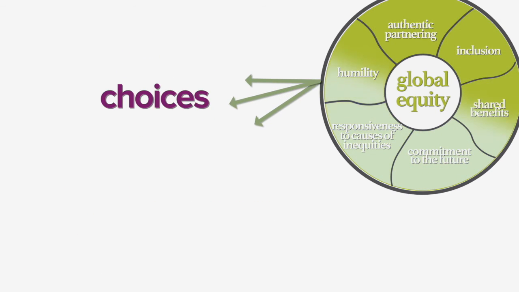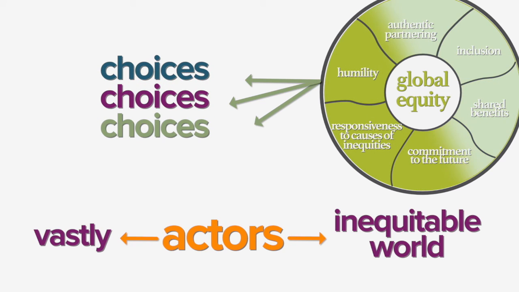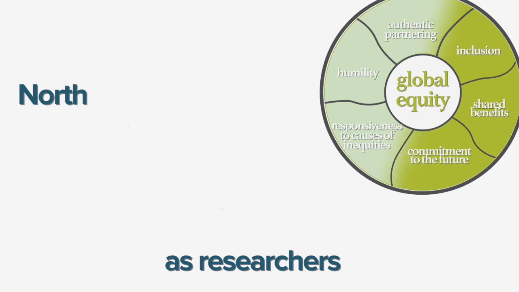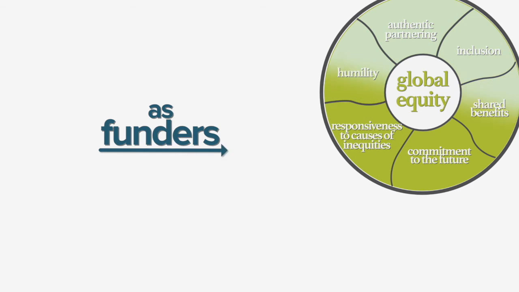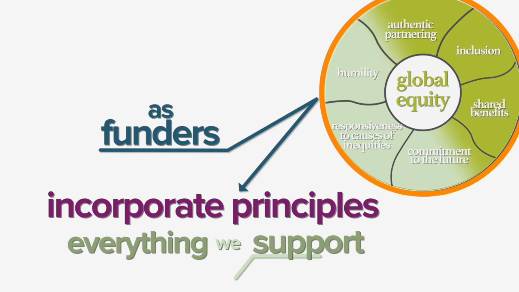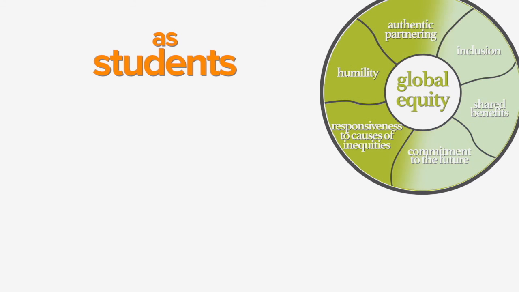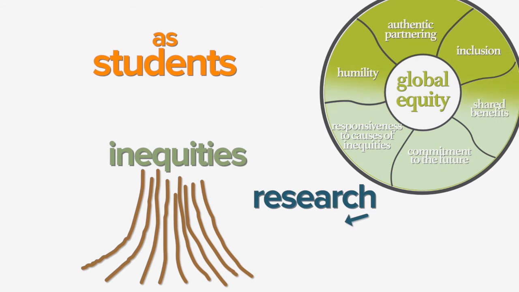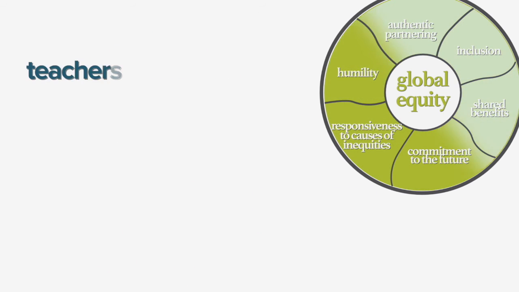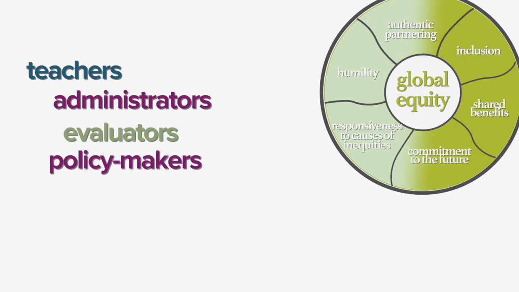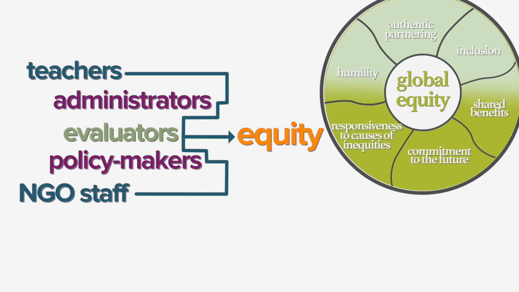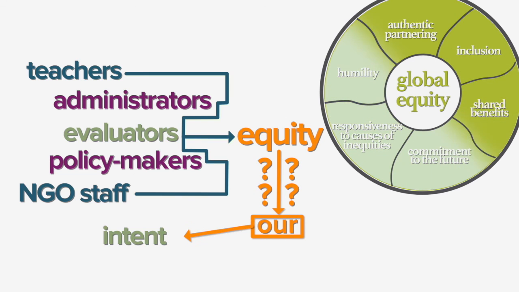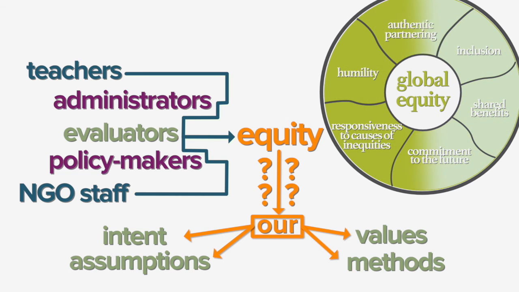These principles point to the choices we have as actors in a vastly inequitable world. As researchers, no matter our geography in the north or the south, we must change our approach and be held to account. As funders, we must insist upon the incorporation of these principles in everything we support. As students, we must ask questions and push boundaries, and we must learn about the root causes of inequities and how research is an indispensable tool to uproot them. As teachers and administrators, evaluators and policymakers and NGO staff, we must stride toward a world of greater and greater equity. And to do so, we must routinely question our intent, our values, our assumptions, and our methods.